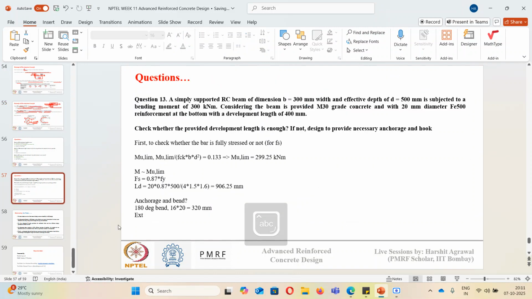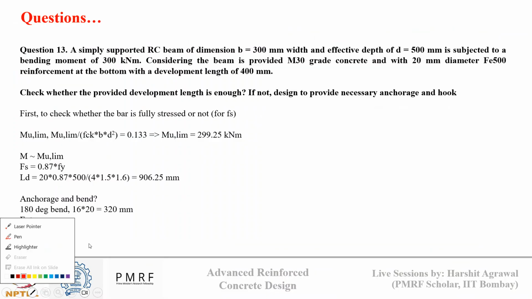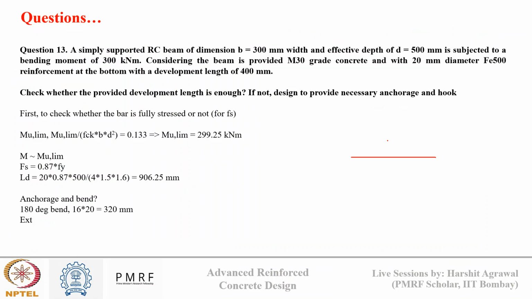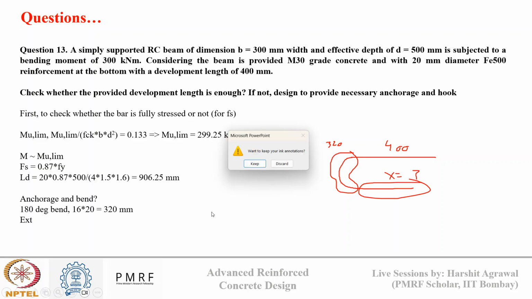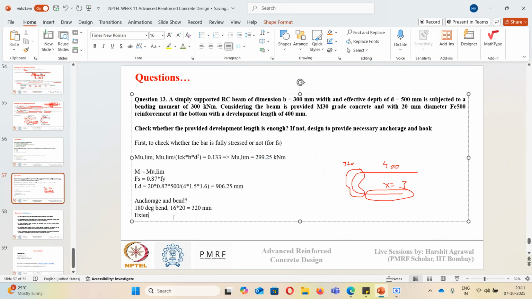If you see here, I will just draw a diagram. Right now this is 400 mm, and this is what I am designing for. Now this part is 320 mm development length. What is it that I need? This is unknown for me, so I can calculate it from the total requirement. The extension I can calculate as: the total requirement is 906.25, 400 is already there, and 320 came from the 180-degree bend. That will come out to be 186.25 mm. So the extension I need to provide is 186.25.